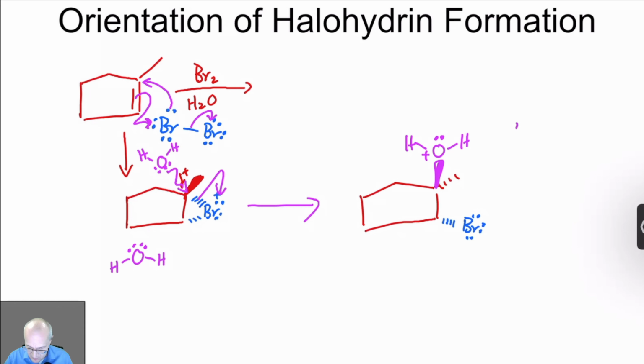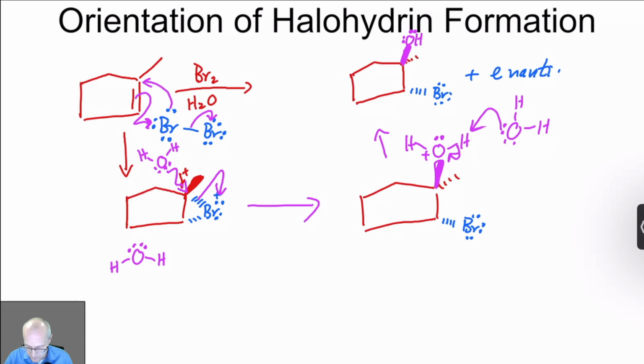And then, of course, more water will deprotonate our protonated alcohol, and that gives us our halohydrin. Plus the enantiomer. There you go. So that's why we're attacking the more substituted carbon.